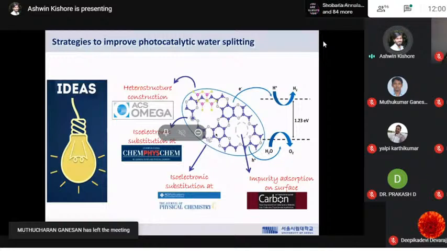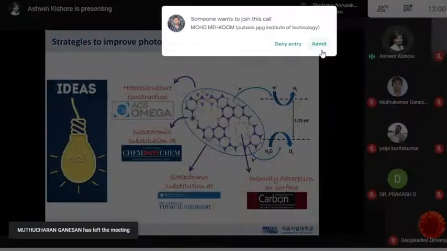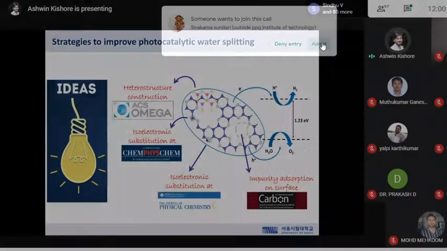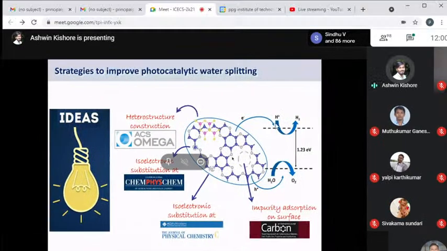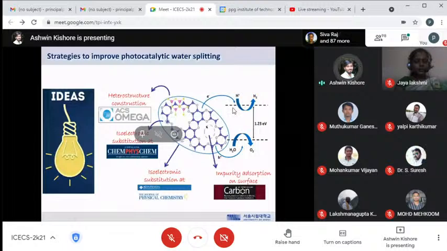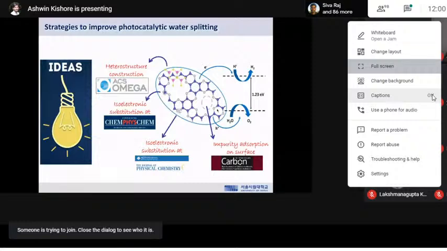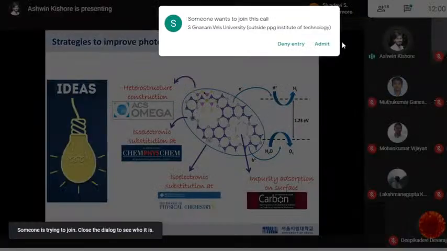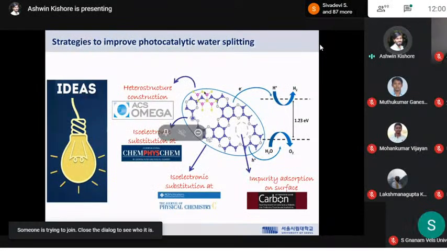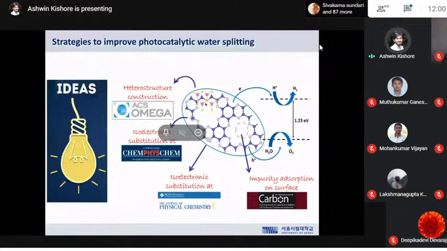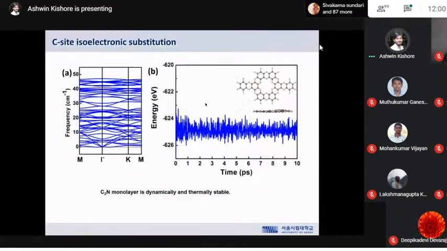So here we use substitution. We substituted isoelectronic ions at the carbon site, and then isoelectronic ions at the nitrogen site. And we also studied the influence of halogen molecules on C2N for photocatalytic water splitting. And we also constructed heterostructures with CdS monolayer to improve the water splitting.